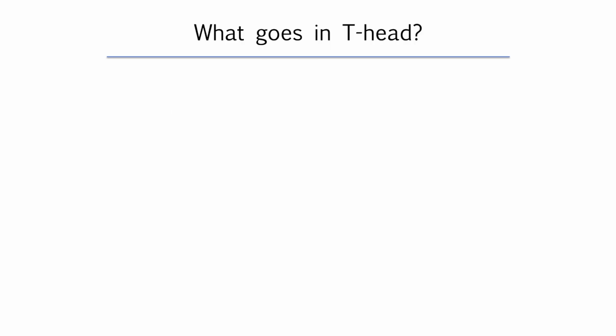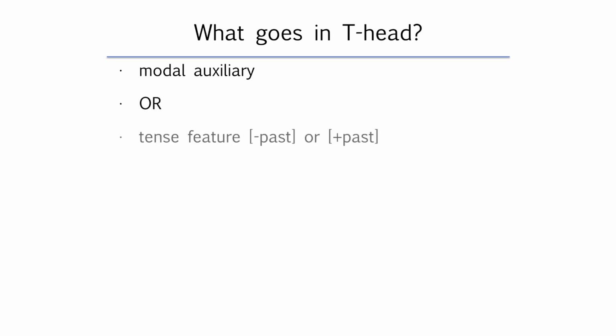What kinds of things can occupy the T head position? The example that we just saw had a modal auxiliary in the T head position, but not all sentences have modals in them. If the sentence does not have a modal auxiliary, then the T head position will be occupied by a morphosyntactic tense feature. And when we're looking at English, there are only two tense features, minus past and plus past. Let's see how this works in another simple sentence, very similar to the last one.